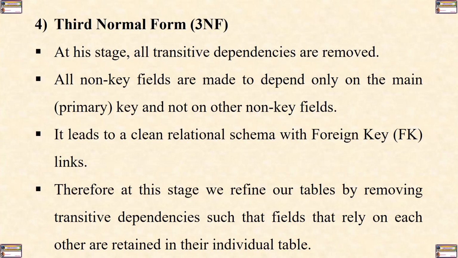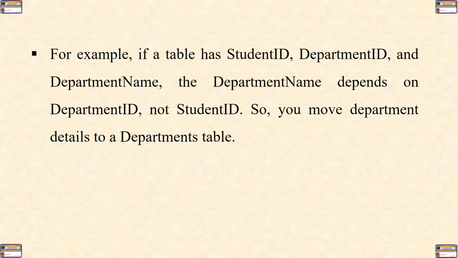And therefore, at this stage, that is the third normal form in our normalization process, what we do is refine our tables by removing transitive dependencies, such that fields that rely on each other are retained in their own individual table. For example, if a table has a field called student ID, department ID, and department name, the department name here depends on department ID, and therefore it does not depend on student ID.